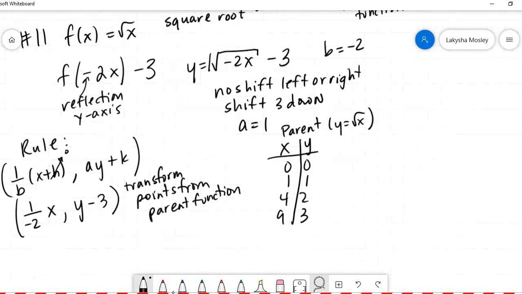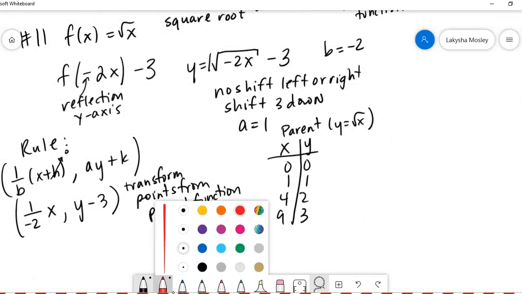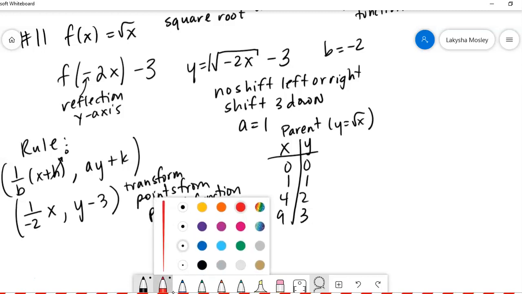And now I'm applying the rule, so I'm going to change colors. I don't know what's going on. Hopefully it lets me be in red.